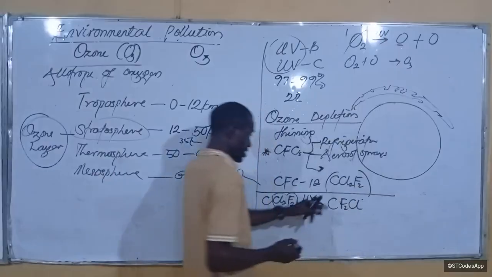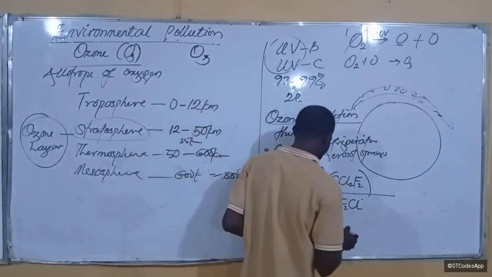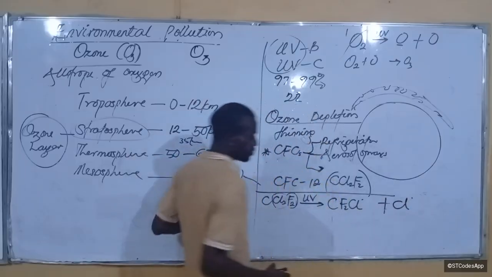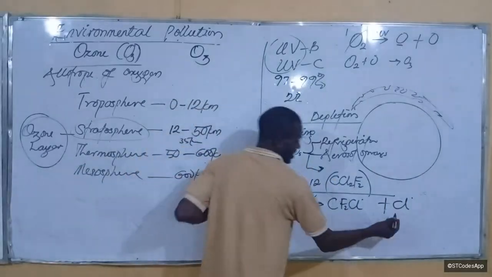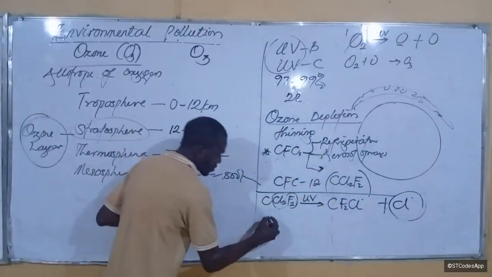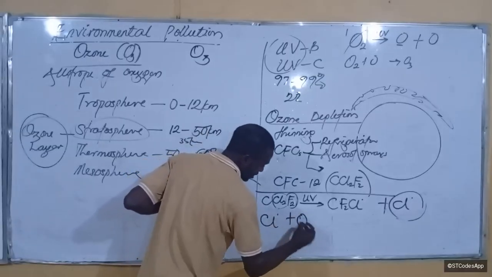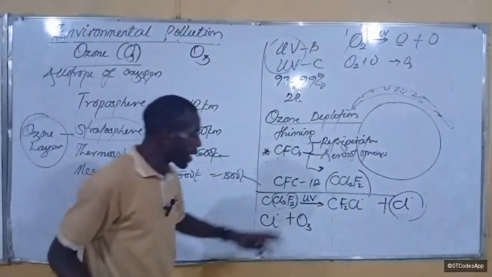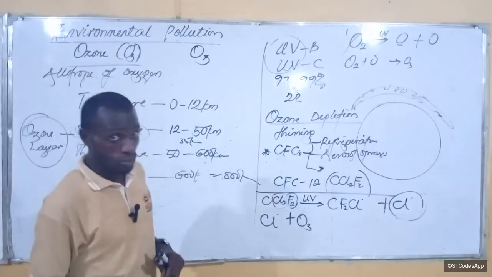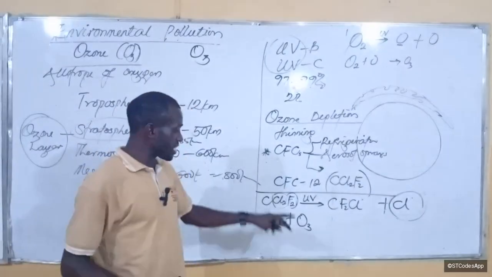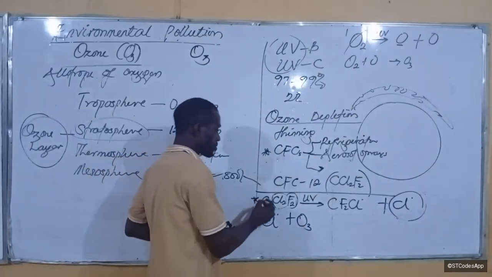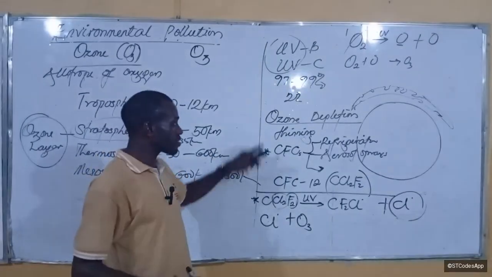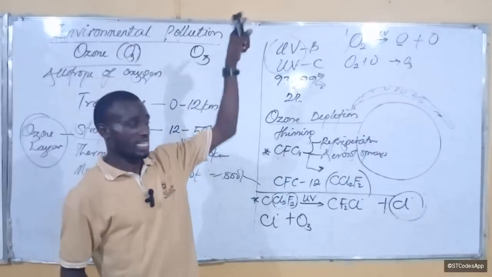So this CFC becomes a radical, and a Cl radical has also been formed. So it is this Cl radical that now comes. What it does, it reacts with ozone. When it is emitted, it will go to the ozone layer and pick up a mole of ozone. And I want to show you why it is the harshest enemy that this guy has.